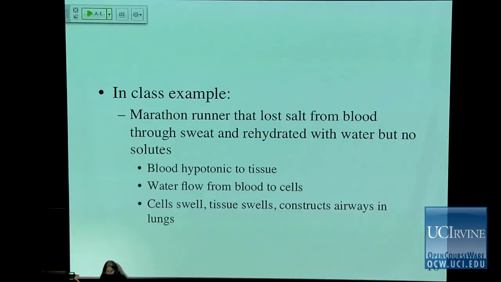The thing is, I pick out the big themes, and the big theme that we were looking at in both of these was, I had fluidity on the last slide, clearly that's not right, these were osmolarity questions. So find other osmolarity questions. The marathon runner example from the class, where they lost salt from the blood through sweating, and they rehydrated with water, and so the blood was hypotonic to the tissue, water flowed from the blood into the cells, so the cells swelled, tissue swelled, constricted airways in the lungs. All of those are osmosis questions.